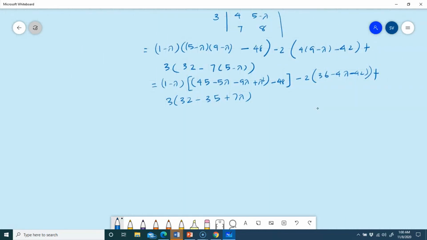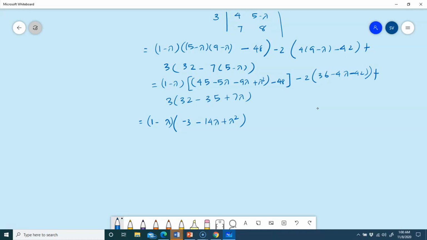That will be 1 minus lambda times (45 minus 48, that is negative 3, and minus 5 lambda, minus 9 lambda, both negative, so minus 14 lambda, plus lambda squared). That's the first term.